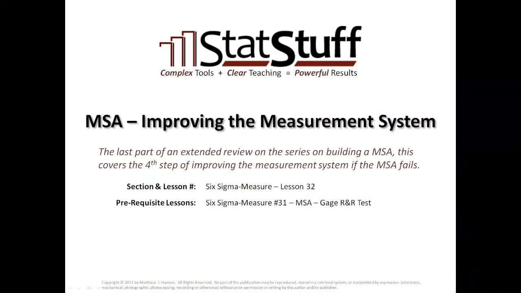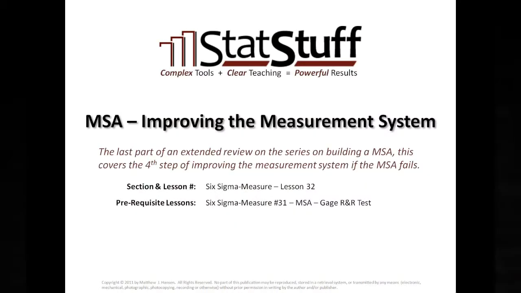This lesson is the last part of an extended series of lessons that cover the topic of building a measurement system analysis, or MSA, which is used to validate the reliability of our data. Specifically, this lesson will review the fourth and final step of improving the measurement system if the MSA fails. Please be sure to check out all the prior lessons in this series about leading an MSA.